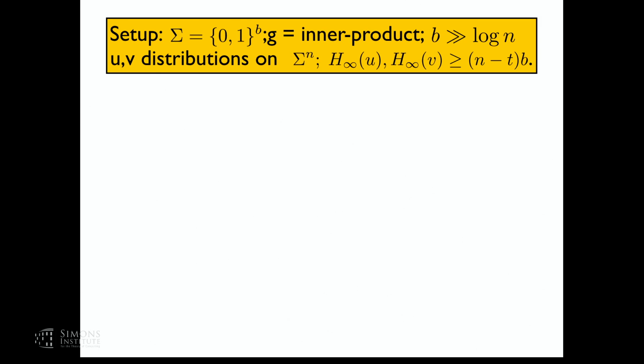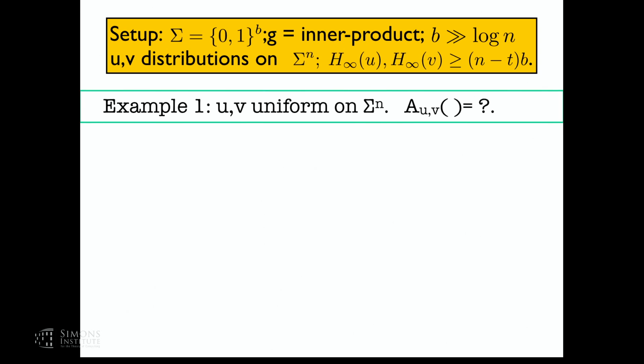And now let's ask the same question again. So we have our alphabet sigma, which is {0,1}^b. We have our gadget, which was the inner product. Let's look at the alphabet size being slightly bigger than log n. And now we have two distributions u comma v. Both of them have very high min-entropy. How high? They're basically missing entropy corresponding to t blocks or t symbols. Okay, so the entropy is at least n minus t times b. What can we say about A_{u,v}?